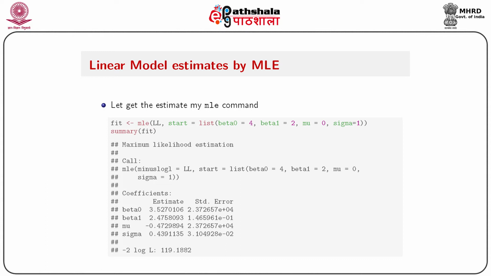The maximum likelihood estimation, called MLE, and then the coefficients would be given in this manner. The beta naught, beta 1, mu and sigma, their estimates, their standard errors, and also the minus 2 log likelihood value would be given here, that is here 1192.182, that we use for the chi-square.